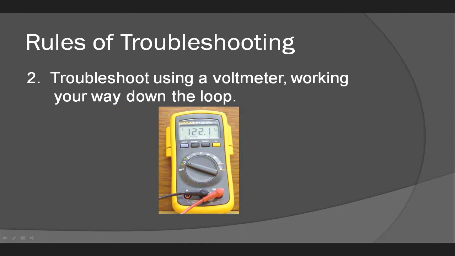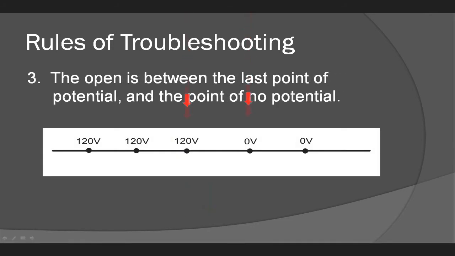Second, when troubleshooting an open, you should use a voltmeter or the voltmeter function on your multimeter. Understand, however, that this will require the circuit to be energized during testing, so be sure to take any necessary electrical safety precautions. Third, the open will be between your last point of potential and your point of no potential. Now what I mean by that is you will connect your negative lead to the neutral or common and work your way down the loop with your positive lead until you find a drop in potential. When you find this drop, you have found the open.